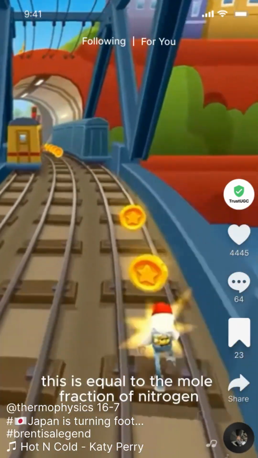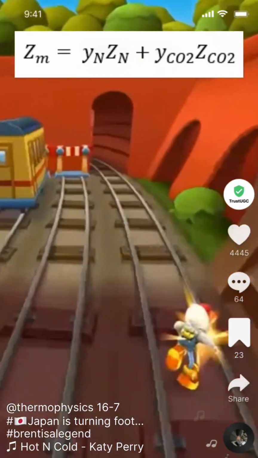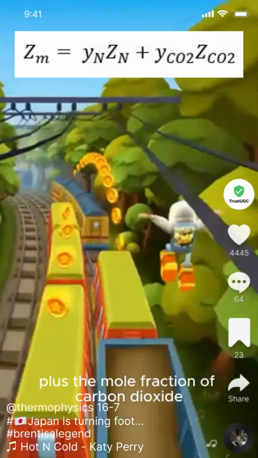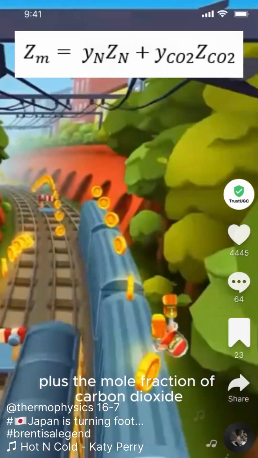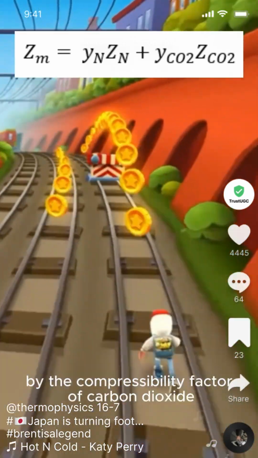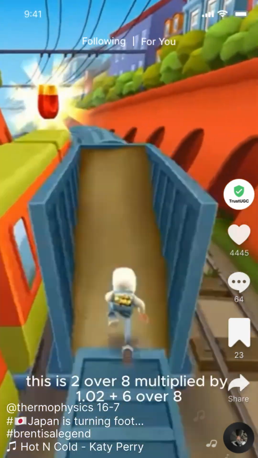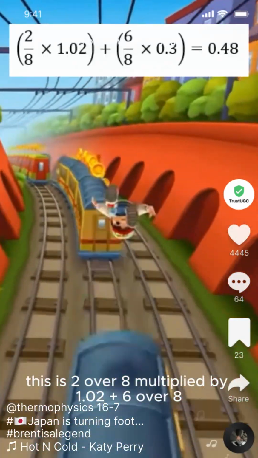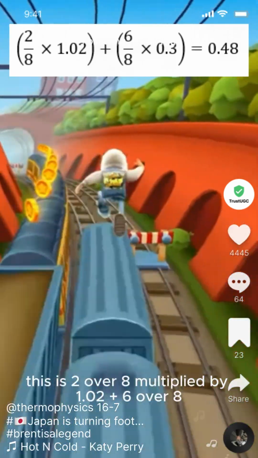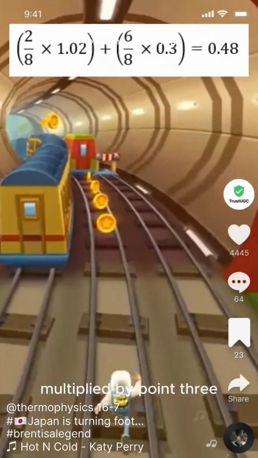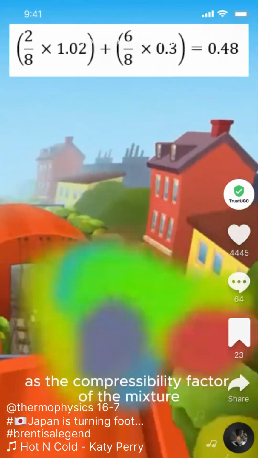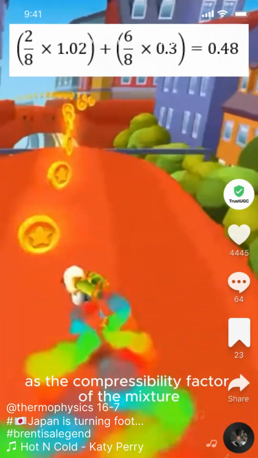This is equal to the mole fraction of nitrogen multiplied by the compressibility factor of nitrogen, plus the mole fraction of carbon dioxide multiplied by the compressibility factor of carbon dioxide. This is 2 over 8 multiplied by 1.02, plus 6 over 8 multiplied by 0.3. This gets 0.48 as the compressibility factor of the mixture.